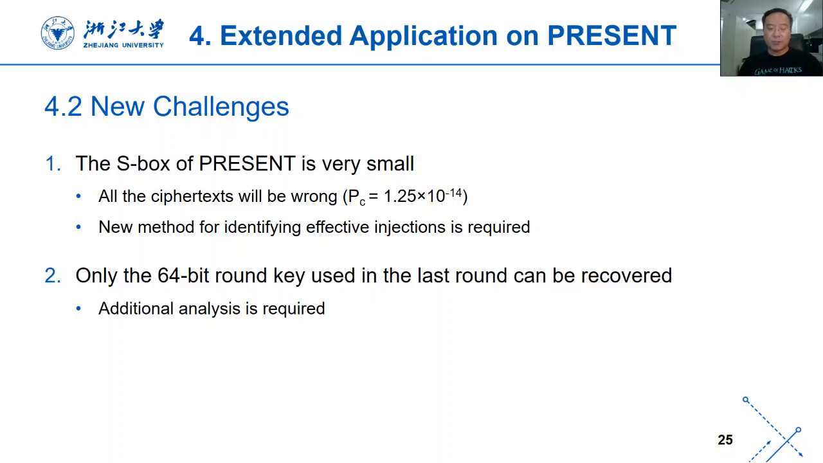Second, the length of the master key is longer than the round key, and the PFA can only recover the last round key. So additional analysis is required to recover the remaining key bits.